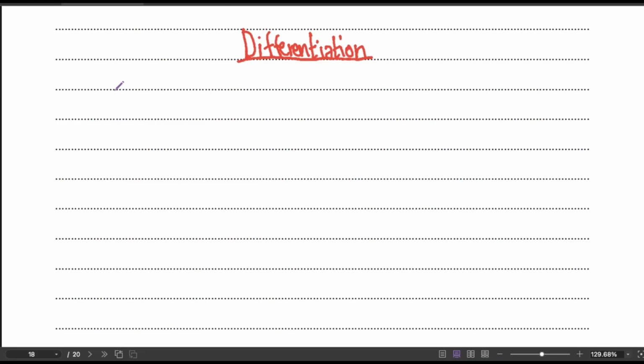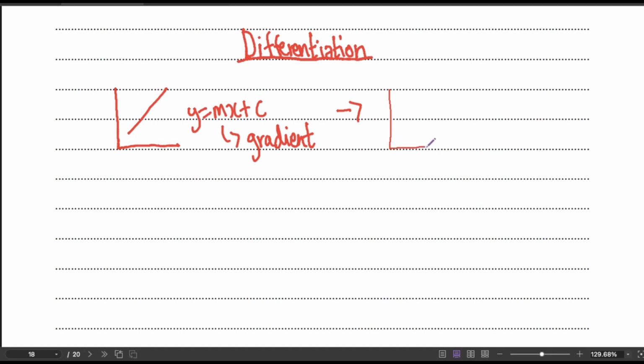So firstly, let's say we have a straight line, right? Straight line. And we know that's given by y is equal to mx plus c, where m is the gradient of the line. We already know this. But what if instead we had a curve that looks something like this?